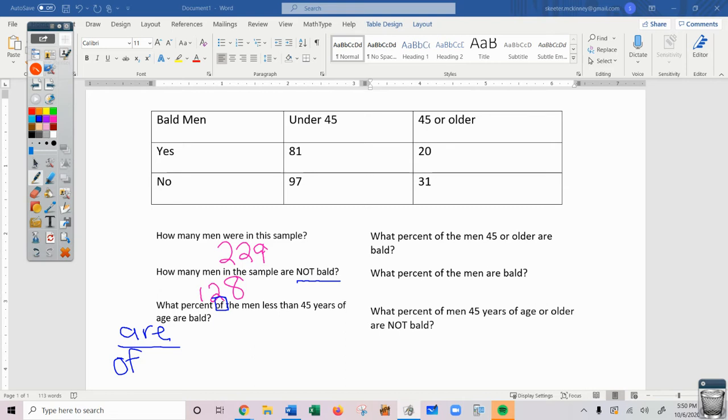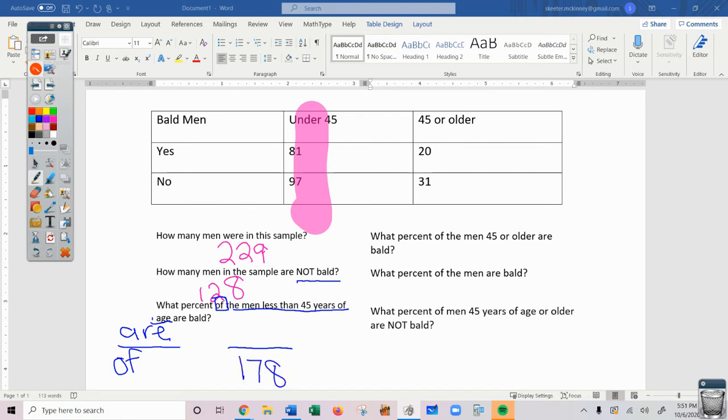Okay, so after the word "of" is men less than 45 years of age. So we need to calculate men less than 45 years of age. So here's my under 45 column. Again, I'm going to do the whole thing. I don't have anything else to limit it right now. So I'm going to do 81 plus 97. So in this survey, there were 178 men under 45. So that's going on the bottom of my fraction. 178, just kidding, I almost wrote the wrong number.